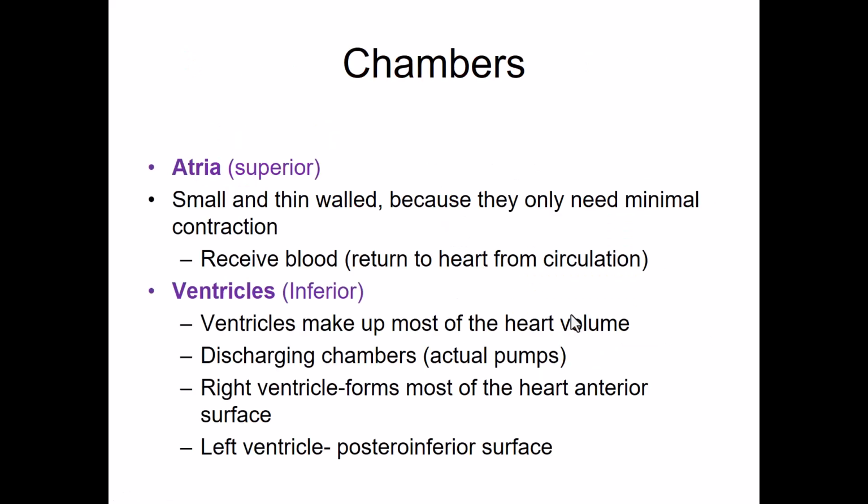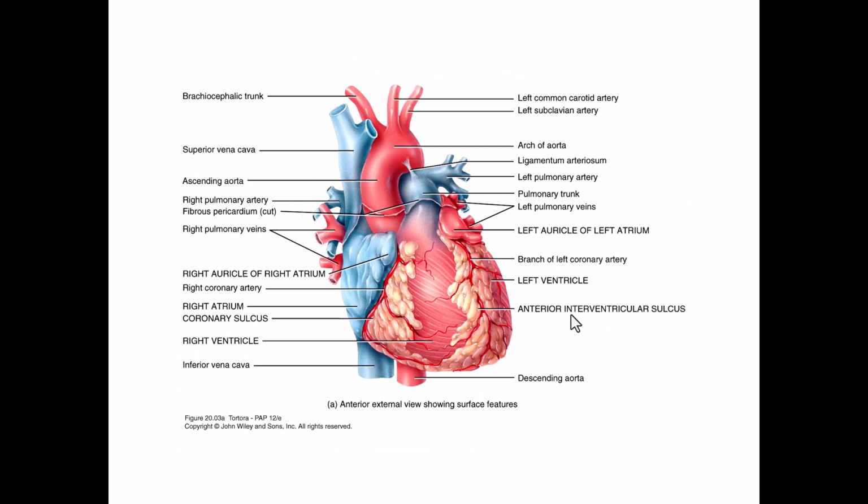We said that there are 4 chambers. The 2 upper chambers are thin and small-walled, and they are called atria. The 2 bottom chambers are much thicker, and they are called ventricles, and they are thicker in myocardium because they are discharging chambers. So we can see that this would be the right atrium, this would be the right ventricle, this would be the left atrium, and this would be the left ventricle.